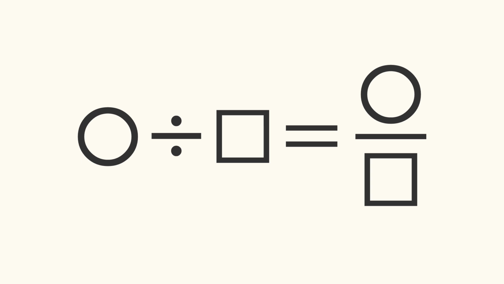So the dividend becomes the numerator, and the divisor becomes the denominator, showing how fractions and division are directly connected.